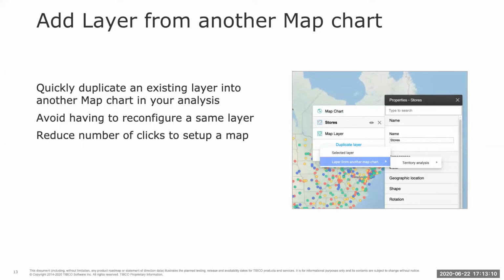On the map chart, it is now possible to add a new layer to a map by duplicating an existing layer from another map in your analysis. We recognize that sometimes, especially for complex data layers on map charts, it might take some time to adjust the properties of a layer. But now in Spotfire 10.10, you can set up a map layer just once and reuse it in another map chart.